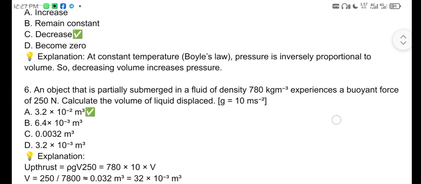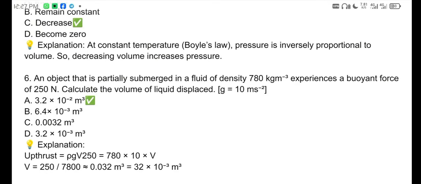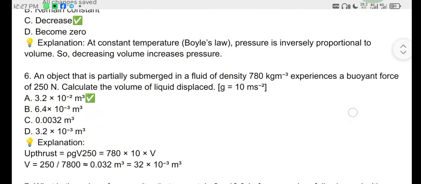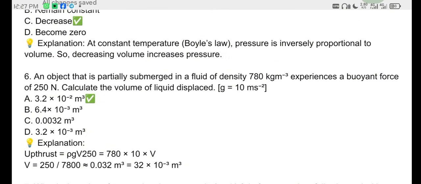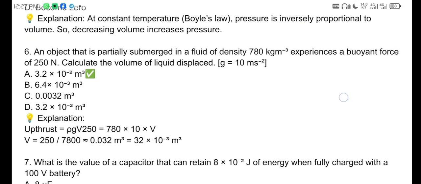All right, so the next question here says, an object that is partially submerged in a fluid of density 780 kg per meter cube experiences a buoyant force of 250 Newton. Calculate the volume of liquid displaced if the gravity is 10 meter per second square. So he said experiences a buoyant force. Buoyant force, as you know, should be your upthrust, right? So upthrust is ρVg.